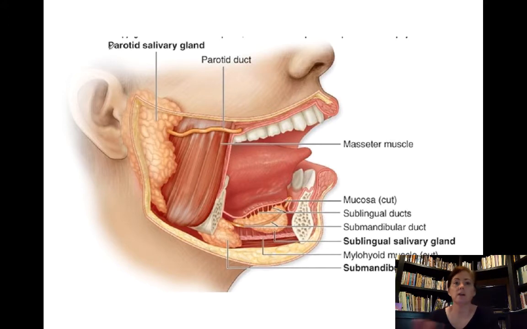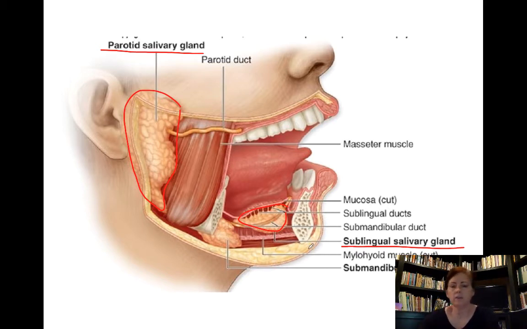And we've got three salivary glands that are important. One is the parotid salivary gland, and that's going to be this large gland here. If you look at this, it's going to be just anterior to your ear. We've got the sublingual salivary gland. Sublingual means under the tongue, and it's going to be this salivary gland here. If you lift your tongue up, it's going to be right underneath that.